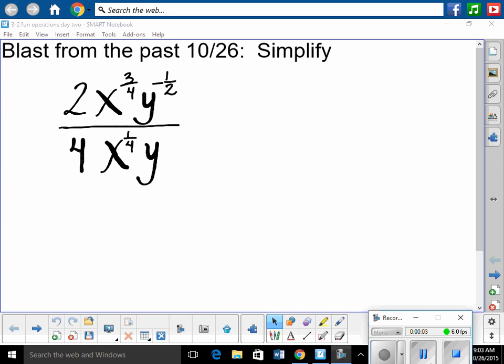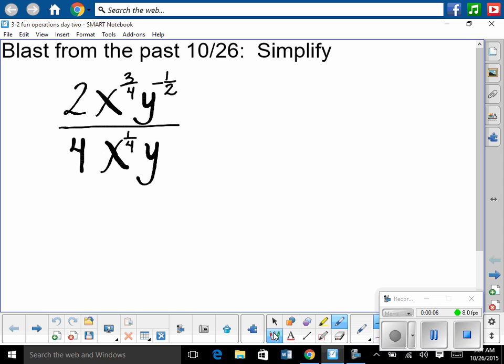Simplify it piece by piece. So what's 2 divided by 4? They both divide by what? Good, they both divide by 2. So 2 divides by 2 and becomes a 1, and 4 divides by 2 and becomes a 2.